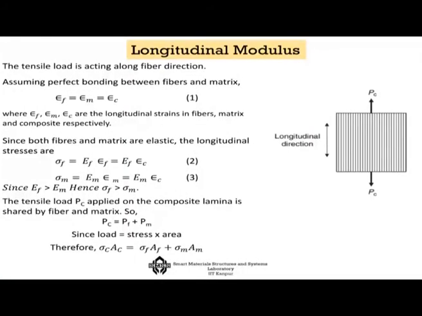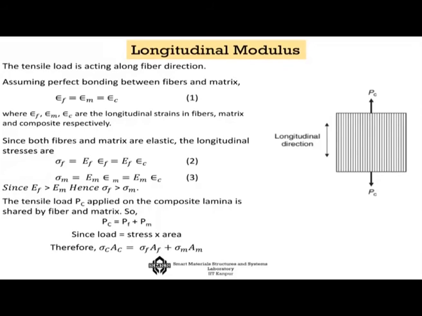So we can say here that epsilon f equals epsilon m equals epsilon c, and the load is shared between the two, that is, PC equals PF plus P matrix. This is how the load is shared. Now in terms of stress, if I want to define each of these loads, how do I do it? PF is nothing but sigma f AF, and sigma f is actually EF epsilon f, and since epsilon f equals epsilon c, you can also write it as EF epsilon c.